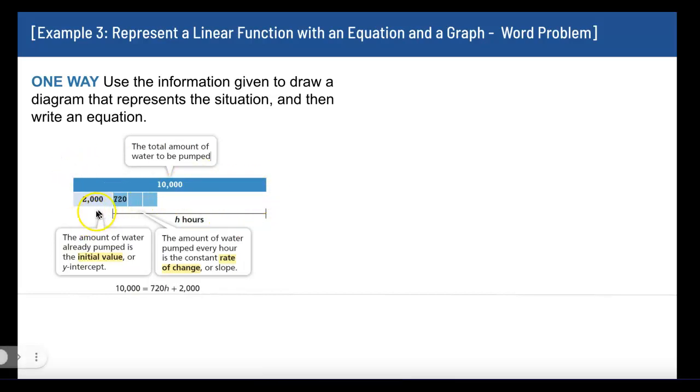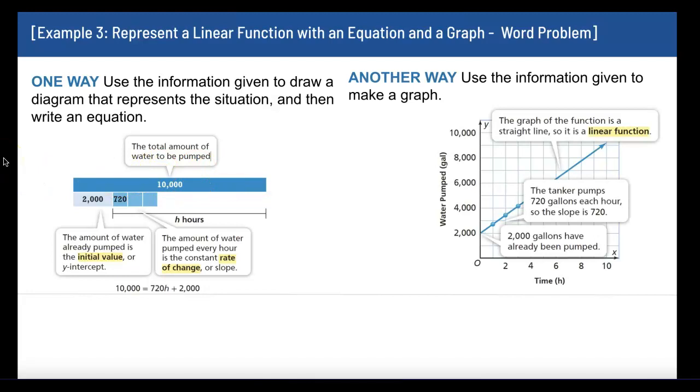So the amount of water that's already pumped is our initial value, or the y-intercept. The amount of water that is pumped every hour is our rate of change. On this half of the equation, our rate of change times our variable h plus our initial value is just like mx plus b, but instead we have an h instead of an x. On this other side, they've set it equal to 10,000 because that's the total amount of water to be pumped.